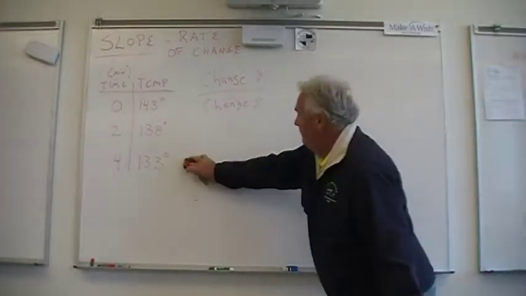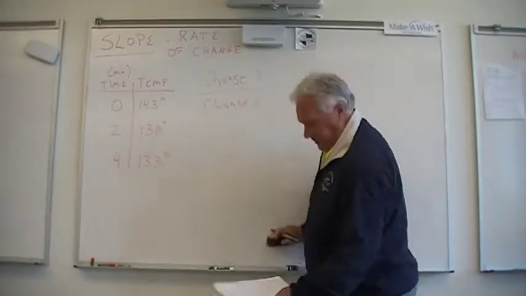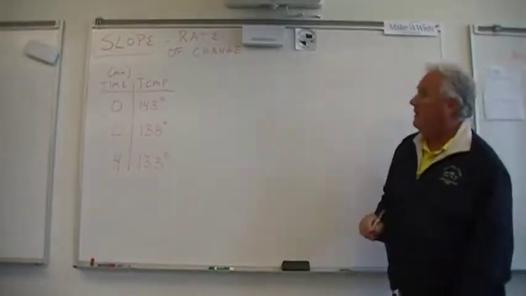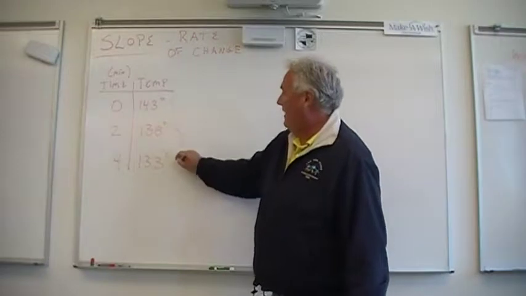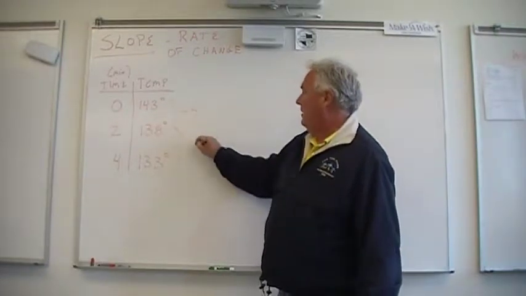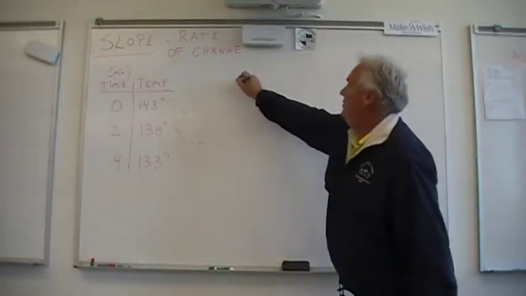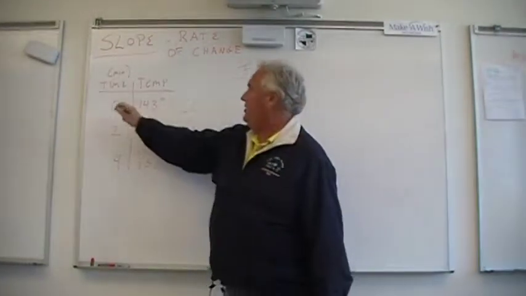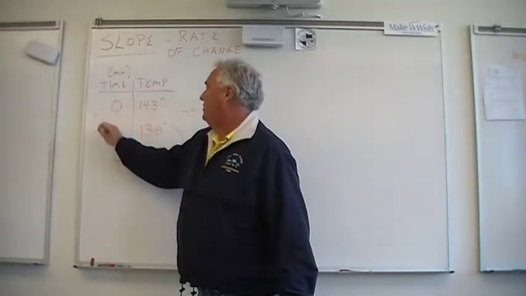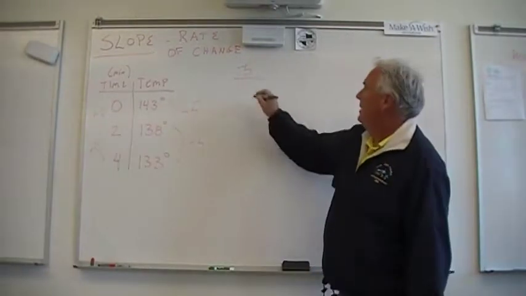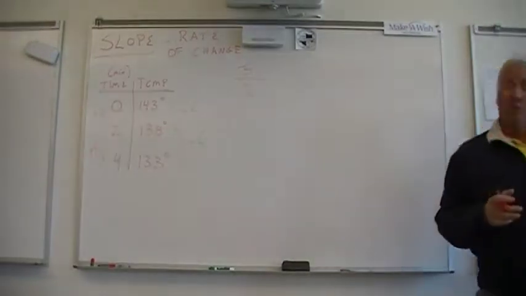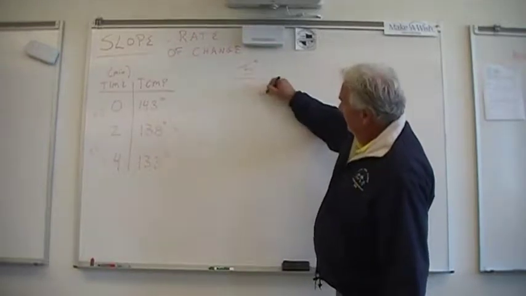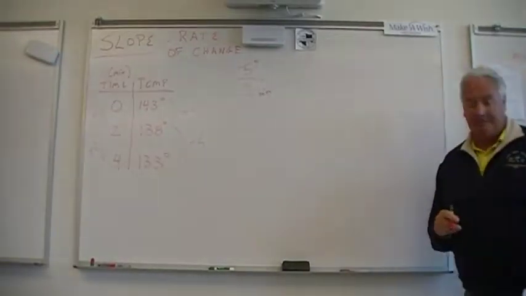Okay? So, change in y over change in x. For this one, change in y, how do we get from here to here? Minus 5, minus 5. That's our change in y: negative 5. What's our change in time here? Plus 2. Every time we do plus 2. So that becomes our slope. It's the rate of change. It's 5 degrees every 2 minutes if we put labels on it.